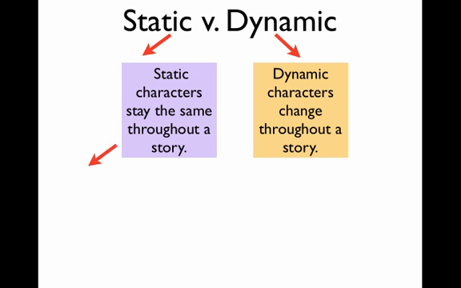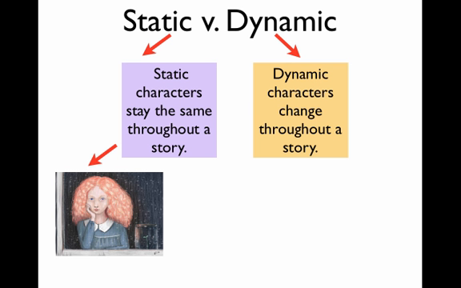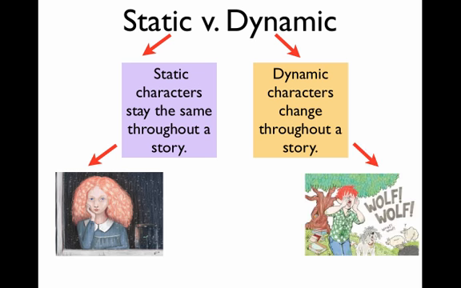For example, Margot in All Summer in a Day is static because she stays the same throughout the story. She is still sad and lonely in the beginning of the story all the way to the end of the story. On the other hand, the boy in The Boy Who Cried Wolf is dynamic because he promises to never lie again after learning his lesson. Since the boy changes from the beginning to the end of the story, he is definitely dynamic.